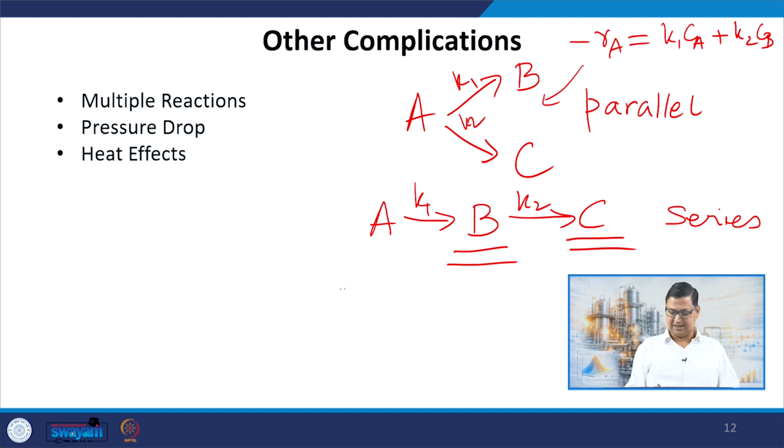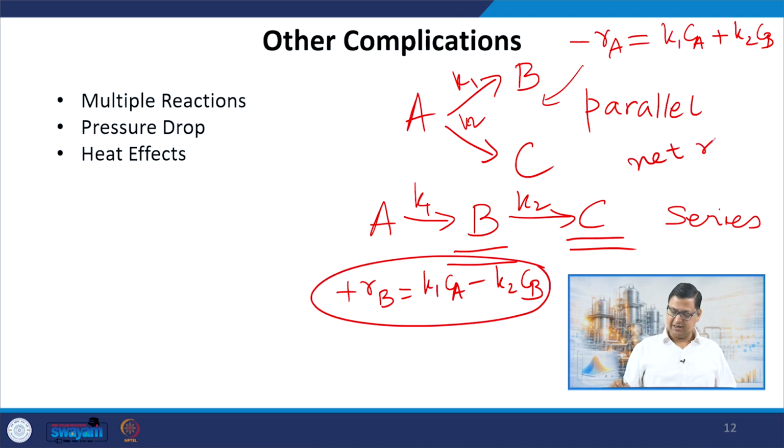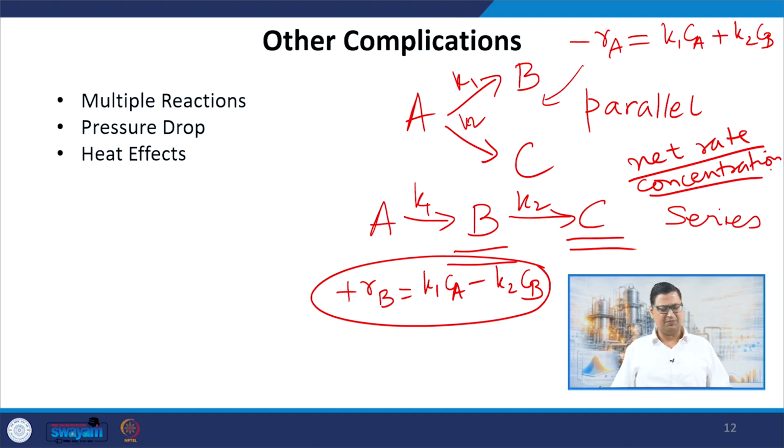In this case, again, we can write the rate of formation of B as something like K1 Ca, that is how it is formed, minus K2 Cb, that is how it is depleted or reacting, right? So we have to consider the net rate, and we have to also work with concentrations as opposed to conversions. That is simpler in that case, and we may take some examples.